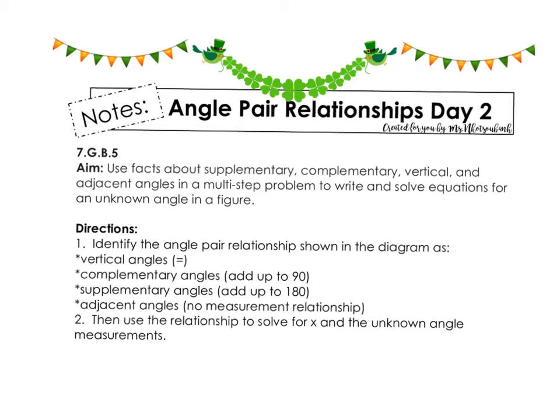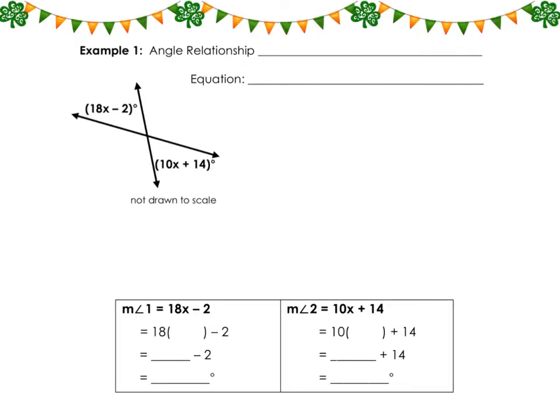Okay, today's lesson we're going to be using angle relationships to write an equation to solve for the unknown measurements. All right, so let's look at example 1. So here what we want to do is look at the angle relationship. So let's do this. We want to mark our angles.